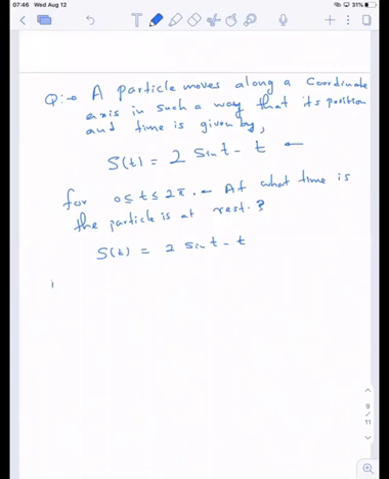If the particle is at rest, velocity, again it will be a function of time, should be zero. So we need to find at what time the velocity is zero.